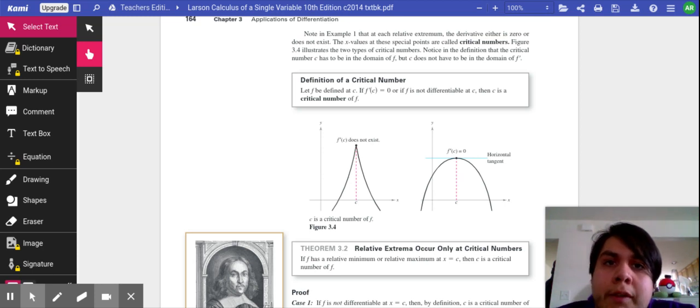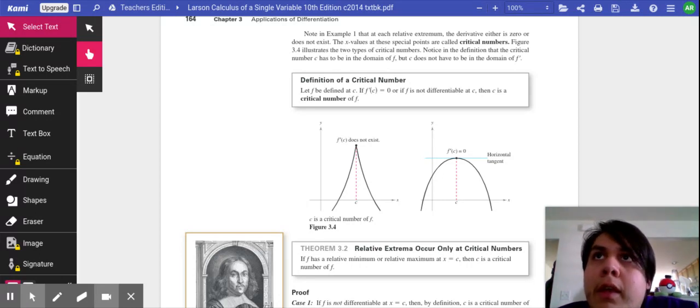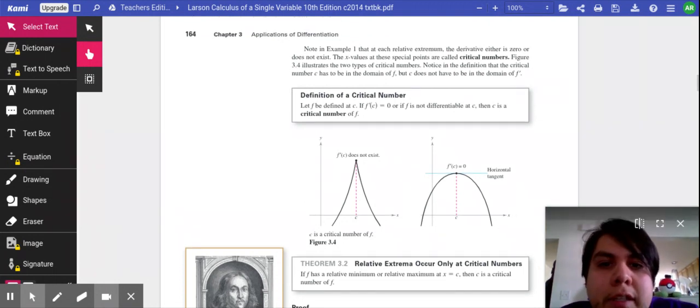So to formalize what we just talked about in the last video, where we were talking about the x values of the local maximums or minimums, how they showed up in the derivative, those are called critical numbers, right? So right here at the top of the page, they say that at each relative extremum, the derivative is either zero or does not exist. The x values at these special points are called critical numbers.